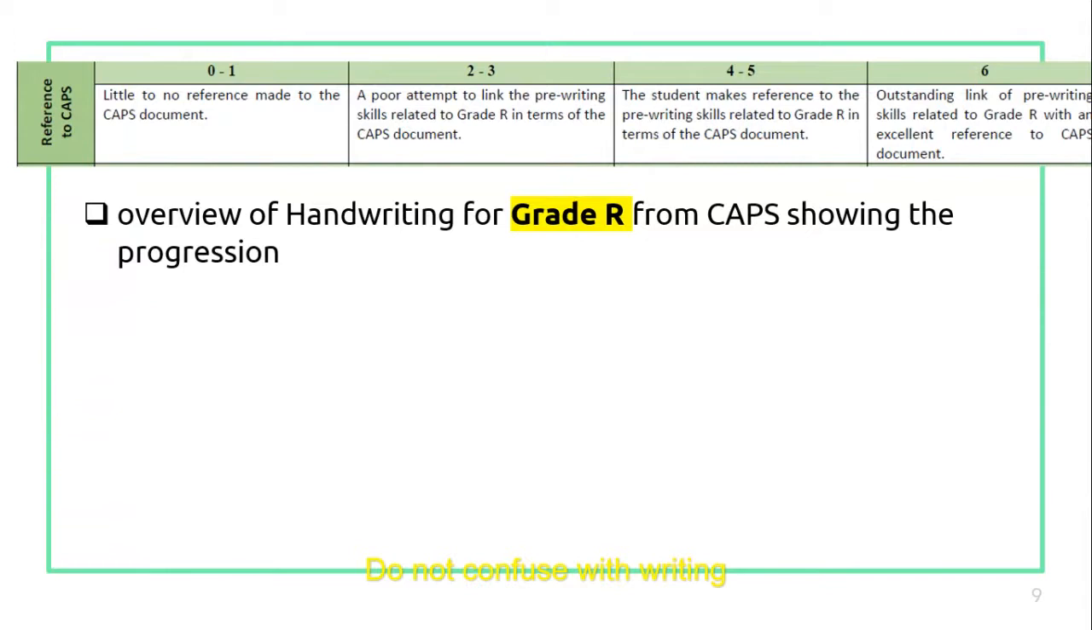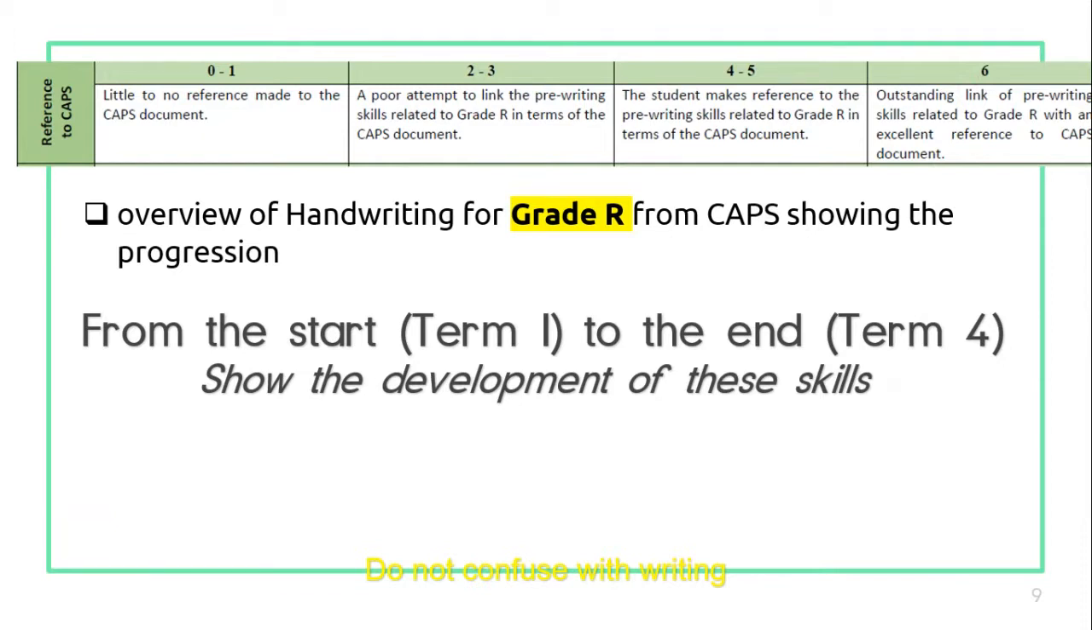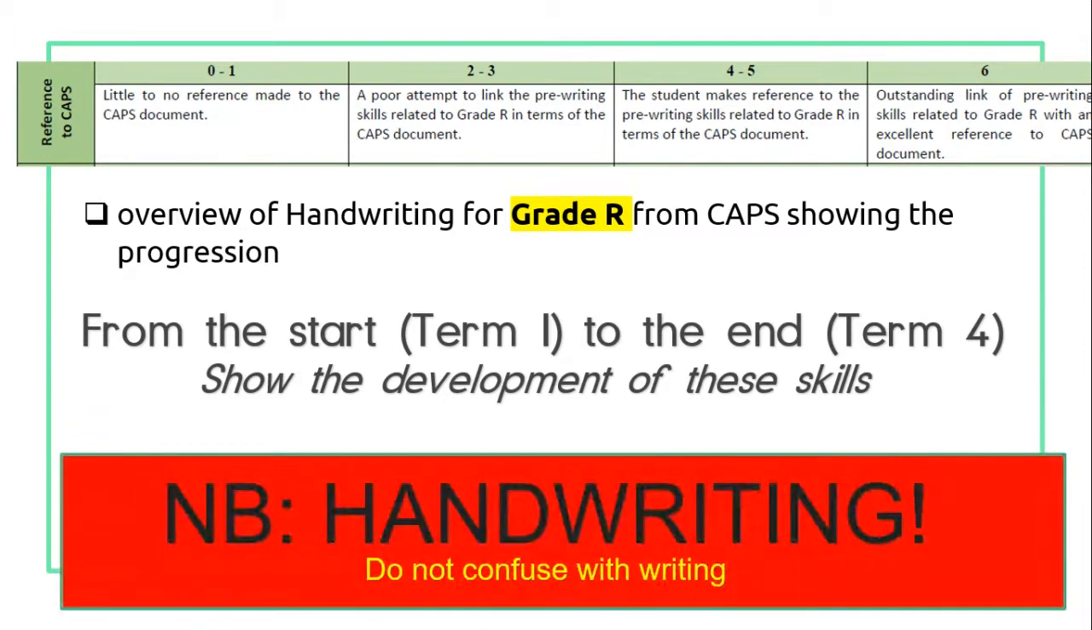Next, we're going to be looking at the overview of handwriting for grade R from CAPS, showing the progression. Do not confuse handwriting with writing. They are 2 very different things. We are looking at the start of handwriting in term 1, progressing across the year to term 4. We're looking at the development of these skills. So it starts off as simple and it gradually gets to the more complex in term 4. Remember, it is handwriting, not writing.